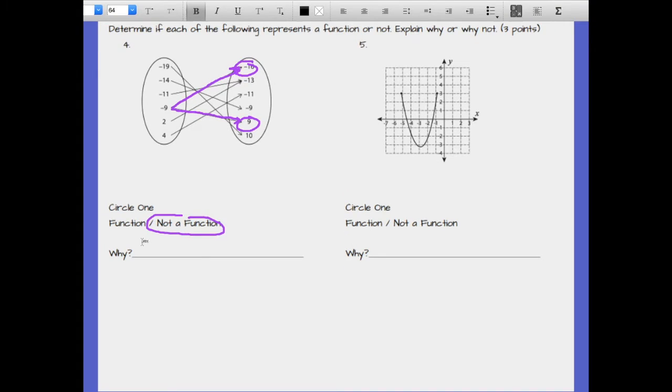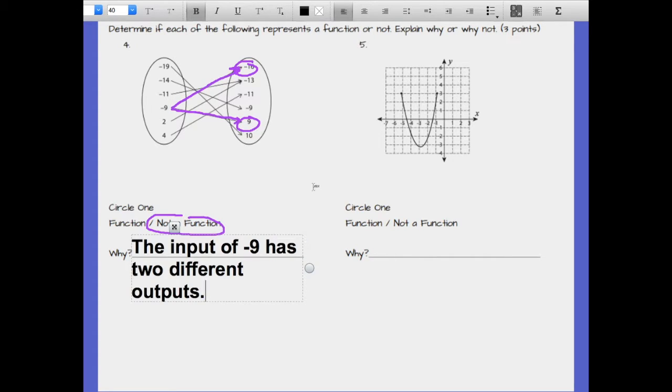And we're going to make sure that we explain exactly for that reason. We want to make sure that we write this well, and we want to be succinct in this. We don't want to write too much. I'm going to say the input of negative 9 has two different outputs. Now, if this would have been negative 16 and then it gave negative 16, that would have been okay. But the two different outputs, yeah, that doesn't work.